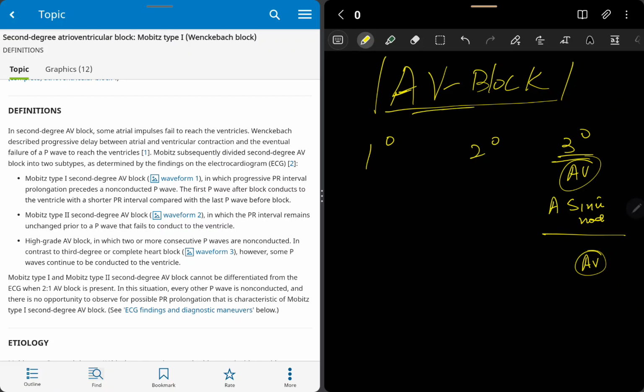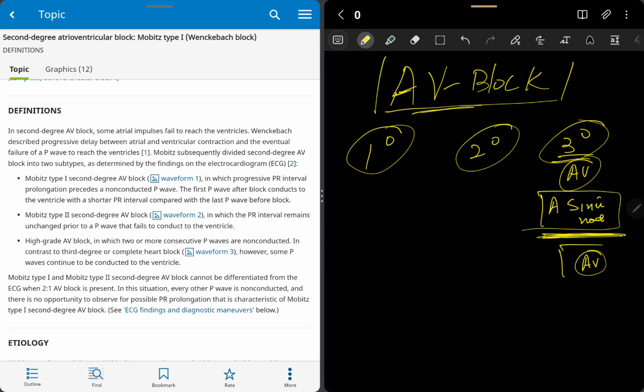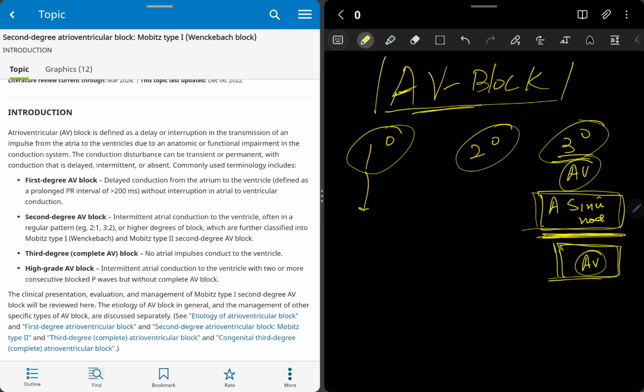So AV blocks are of three types: first degree, second degree, and third degree. In third degree there is complete block. You can see the sinus node firing at one rate and the AV node firing at another rate. First degree AV block is simply where there is a prolonged PR interval of greater than 200 milliseconds.